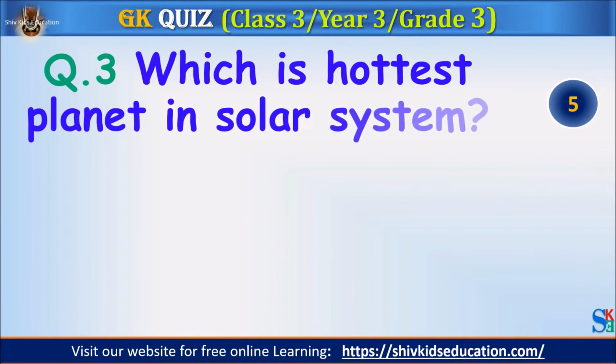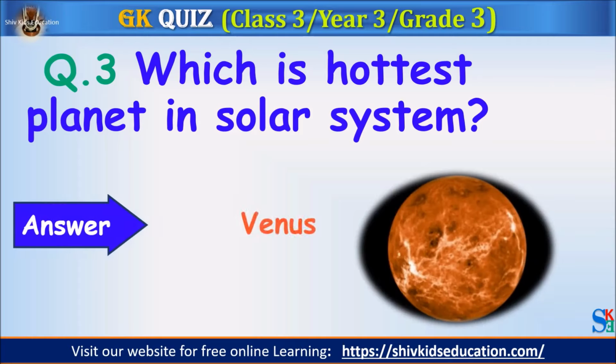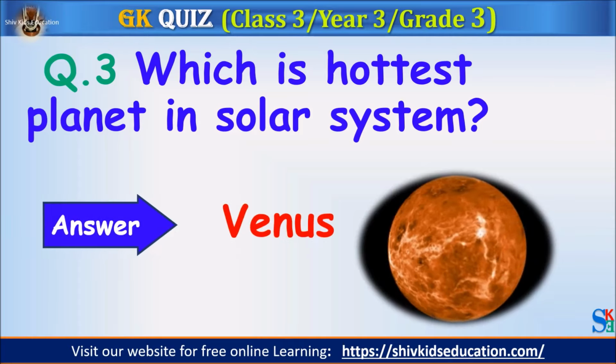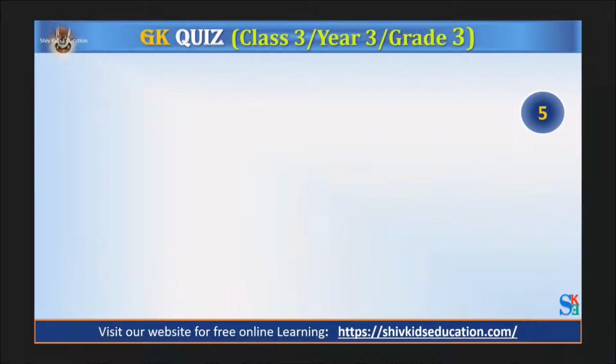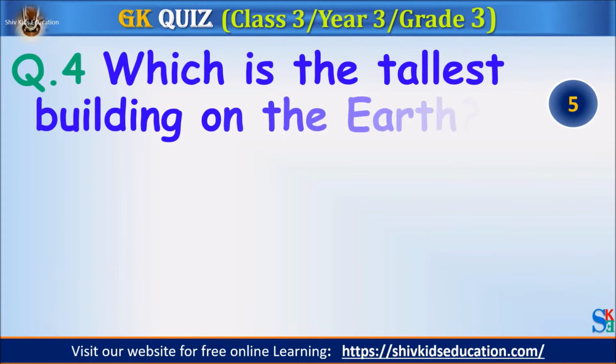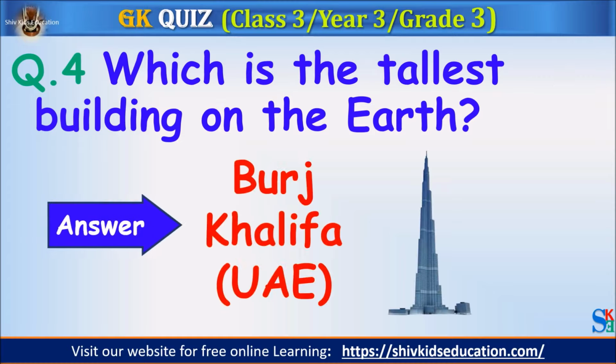3. Which is the hottest planet in our solar system? Your time starts. The answer is Venus. 4. Which is the tallest building on the earth? Your time starts. The answer is Burj Khalifa.